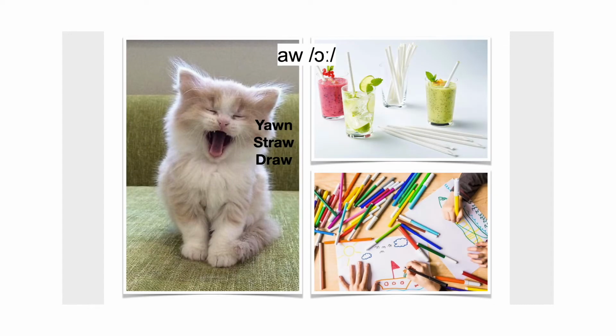Yawn, straw, draw. The kitten yawns. There is a straw in the glass. I can draw. Say it again. Yawn, straw, draw.